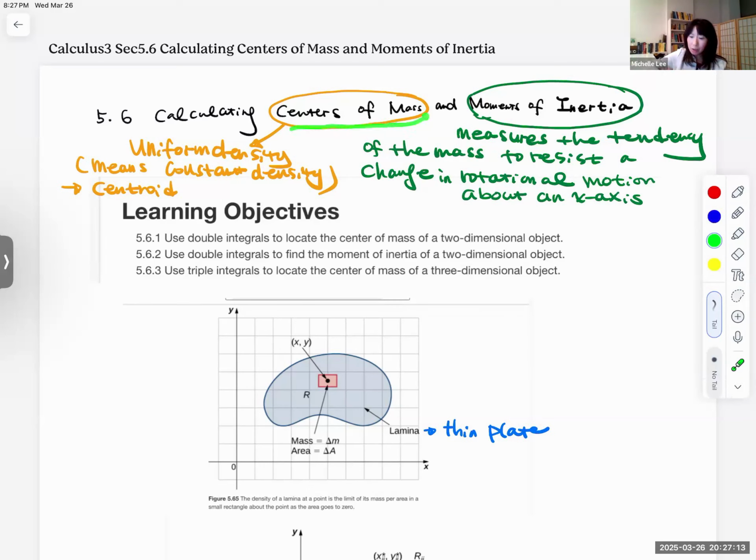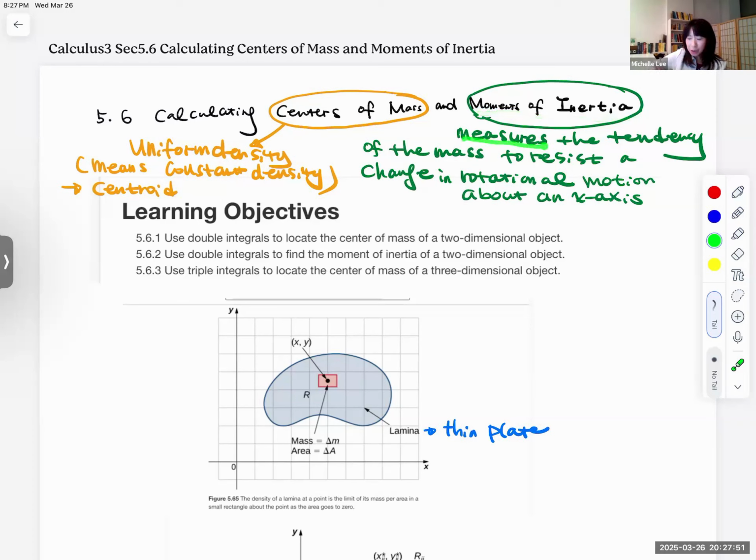So what is the center of mass? This is related to 2.6 from Calculus 2, so please watch YouTube Calculus 2, 2.6. So, center of mass: if we have a uniform density, this means constant density, then we say that this is the centroid. All right, so we have a moment of inertia.